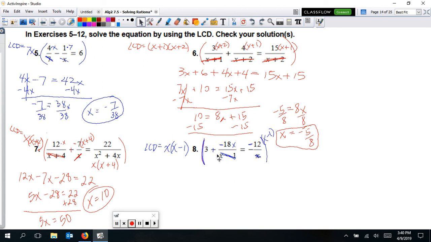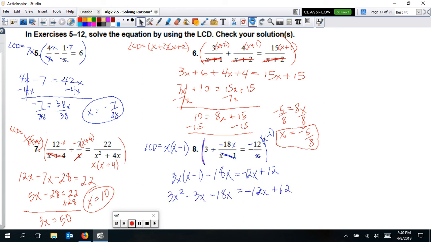So now as we start to put down our equation, 3 is going to go in front of this whole LCD. So 3x times x minus 1 is that first part. So multiply 3 times this whole thing, so it just goes 3 in front of the x. Then we have a negative 18x to go for that second fraction. And then it's going to equal this distributive property, negative 12 times x, so it's going to equal negative 12x. And then negative 12 times negative 1 is positive 12. So we still have to do a distributive property here with 3x.